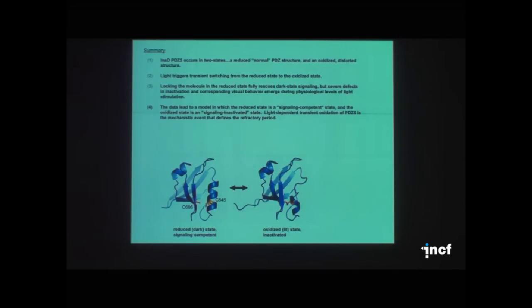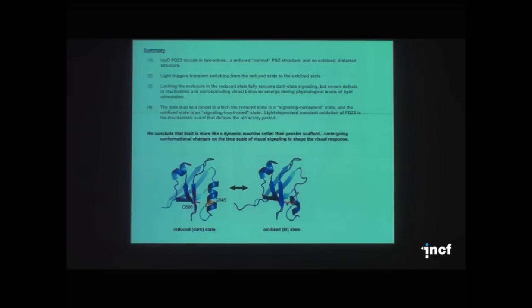The bottom line in the end, and the idea that this is involved in the refractory period. So the model in the end is that INAD, when it's in this configuration, is signaling competent, but upon transient oxidation to this configuration, it produces a refractory period, which makes the membrane unable to signal further for a brief period until the molecule returns to the state. And this switching then is critical, this refractory period, for getting high frequency visual responses out of this system.